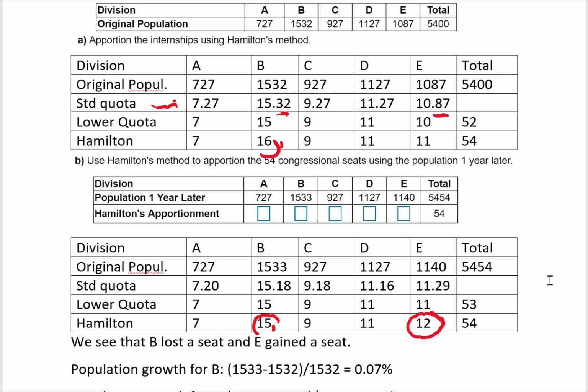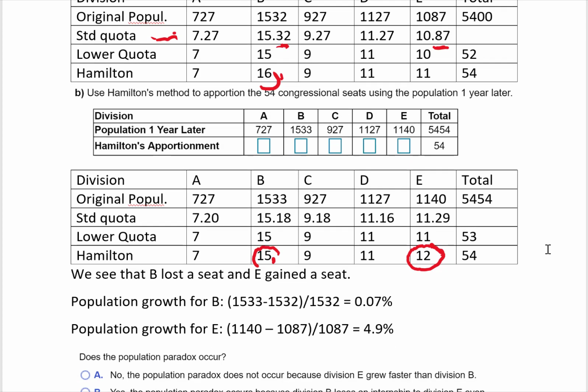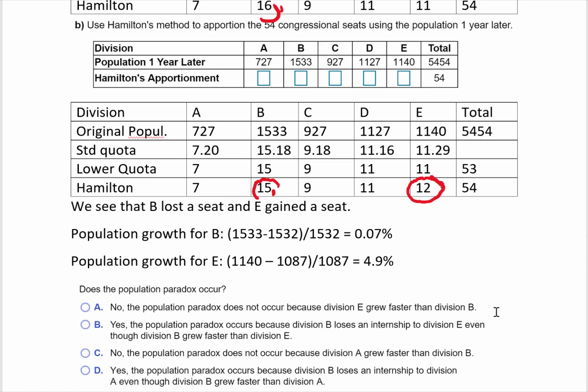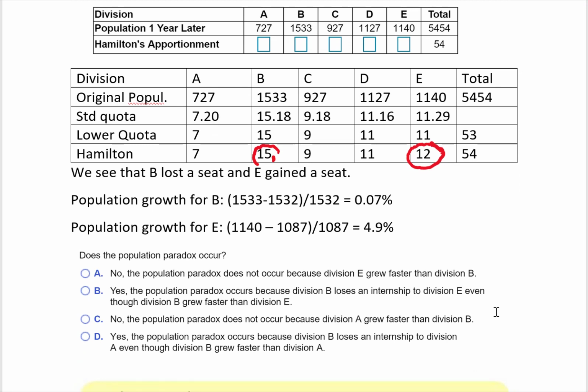And so what we want to look at is the change in the population growth on those 2. They both went up, but we noticed that B went up just a small amount. It went from 1532 to 1533, which is an increase of 0.07%. And Division E went from 1087 to 1140, and we calculate that as a percent change. It's 4.9%. So what happened here, the division that grew the most gained a seat, and the one that lost a seat actually grew at a lower rate. So the question is, did the paradox occur?